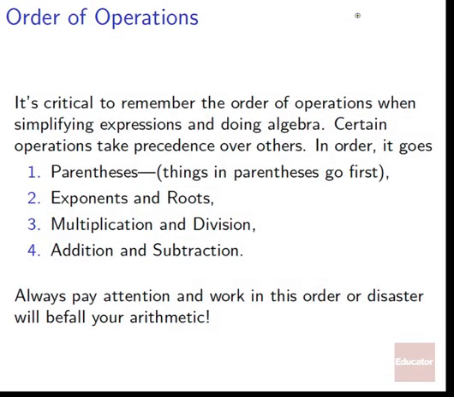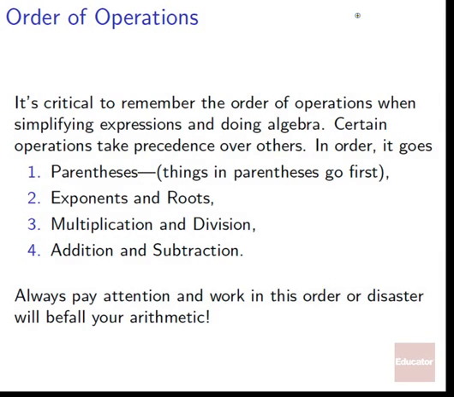Order of operations, it's critical to remember the order of operations. We've known about this for a long time, but it still matters today, and it's going to matter for as long as you're doing math. Certain operations take precedence over others. In order, it goes parentheses, things in parentheses go first, then exponents and roots, multiplication and division, addition and subtraction. Always pay attention to the order of operations. If you forget and you do it in a different order, disaster will befall your arithmetic. So always make sure you're working based on this idea of the order of operations.